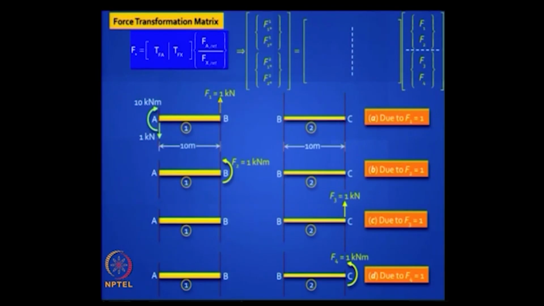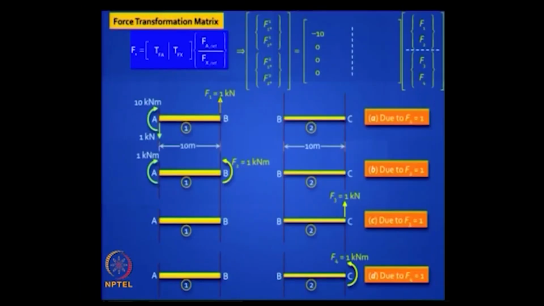Minus 10, next 0, next, great, that is it. It is just as easy as the displacement transformation matrix. Now will you fill in the next one? Let us do the next one. Next one is pretty easy. You get pure bending, you just get one moment there.